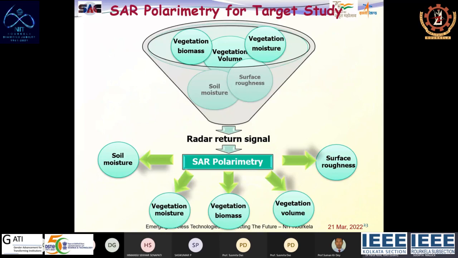So SAR polarimetry, I'll just now touch upon. A lot of the time we have soil moisture, vegetation content, and surface roughness, and the entire signal which comes to you is a combined effect. SAR polarimetry is able to decompose all these effects and give you information about these parameters.